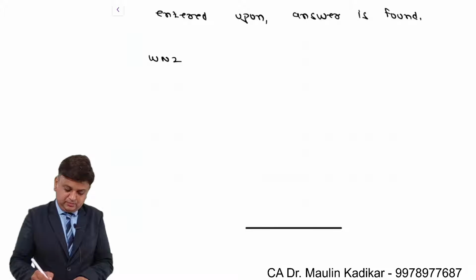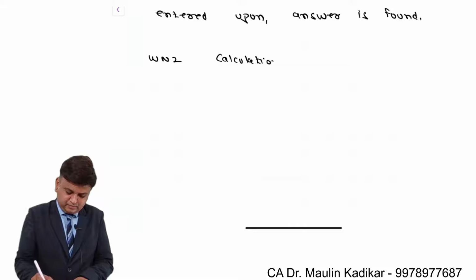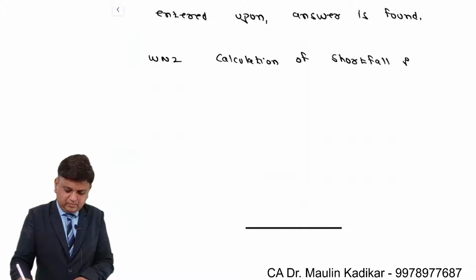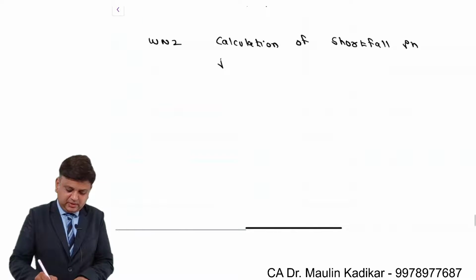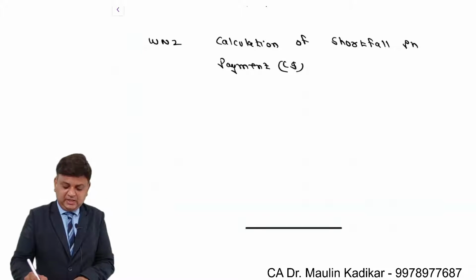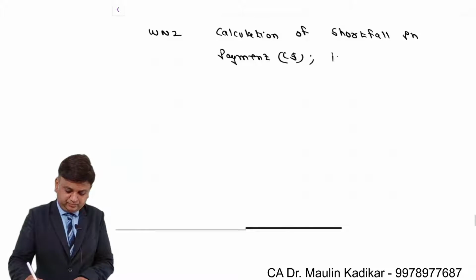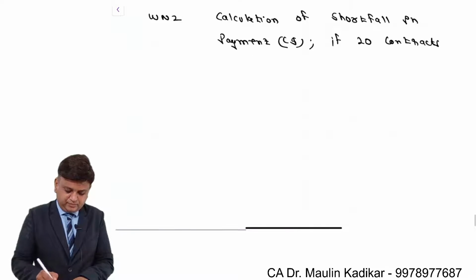Working note number 2, calculation of shortfall in payment, in bracket I am writing Canadian dollar, if 20 contracts are entered upon.